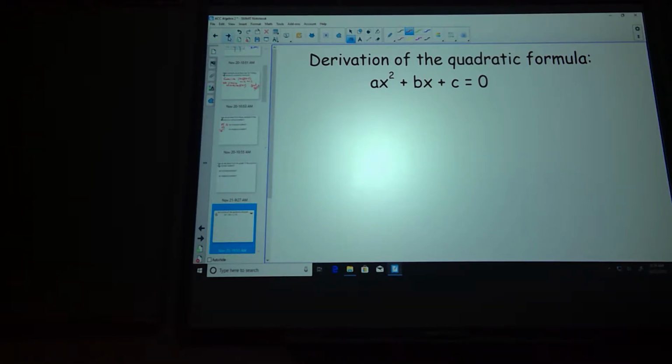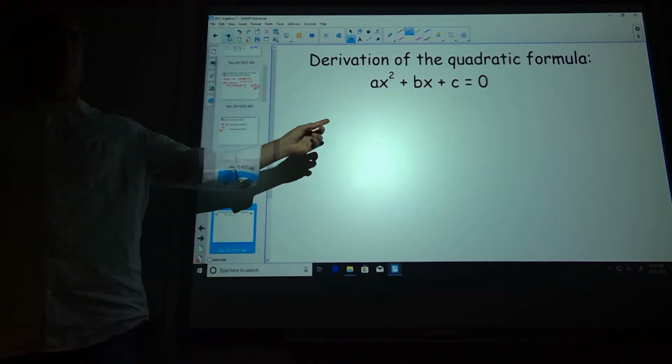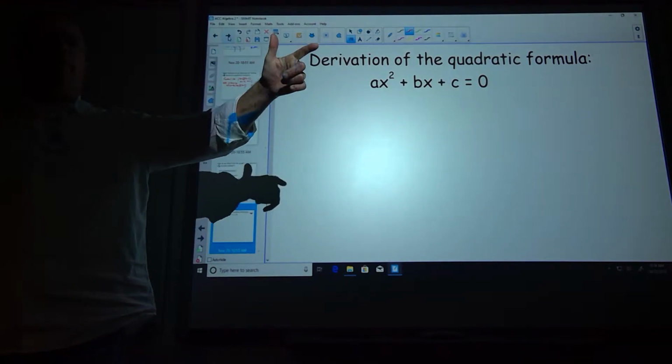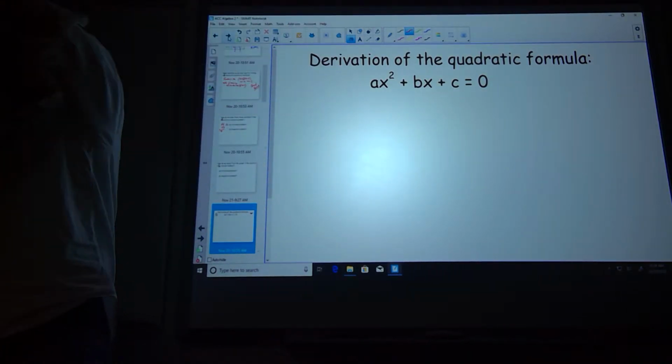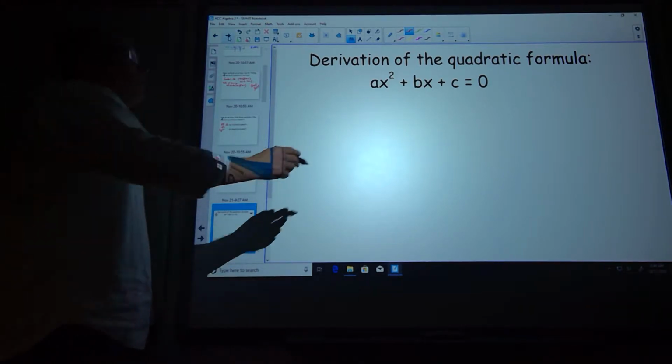So what was the very first thing we needed to do before we made a space when we complete the square? Not a space. Before the space. Nope. Divide by a. Thank you.